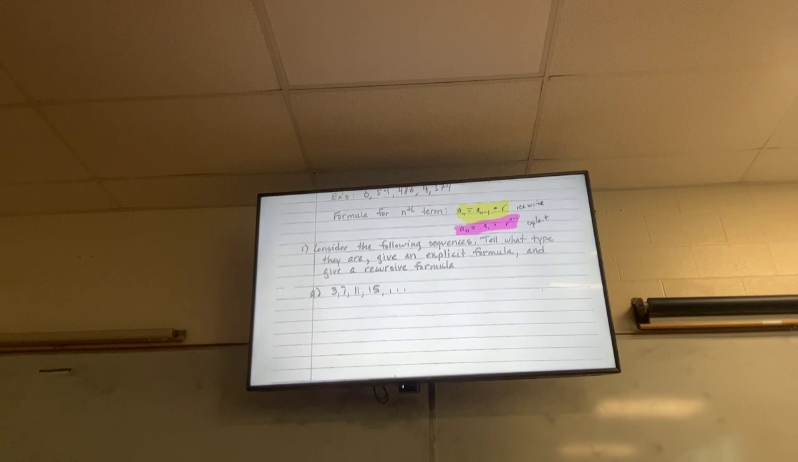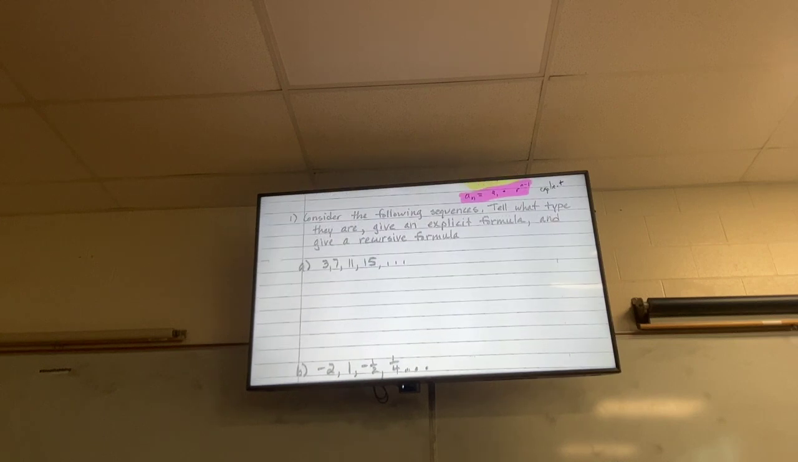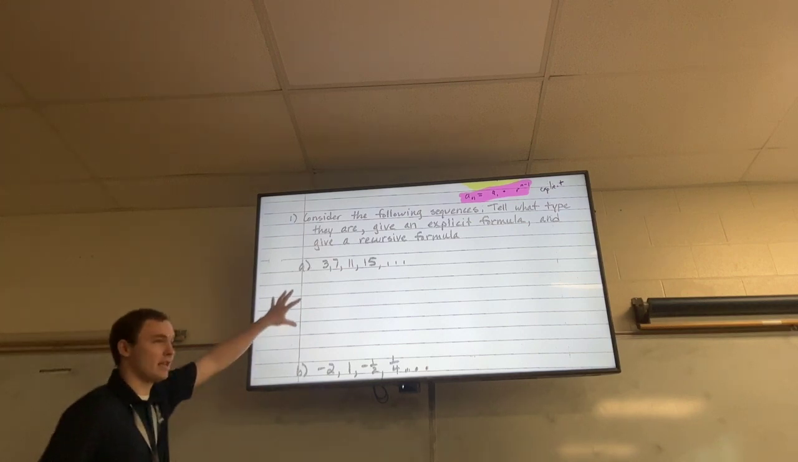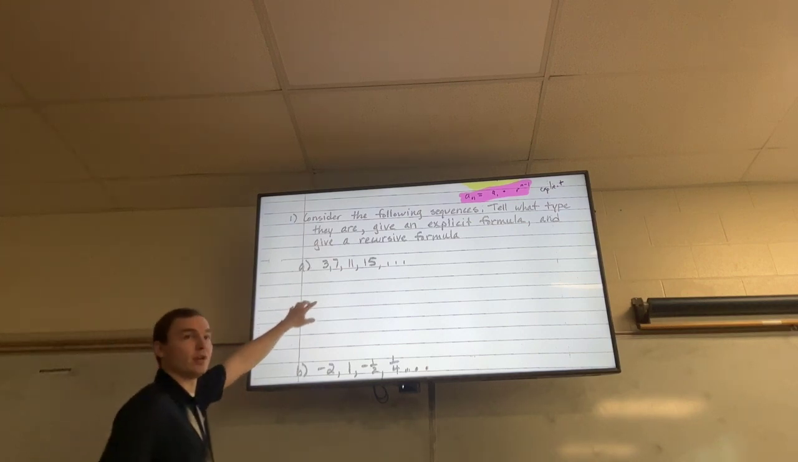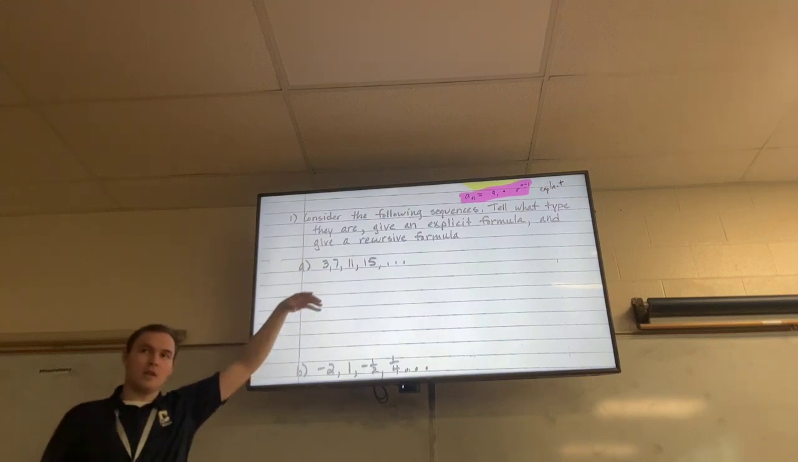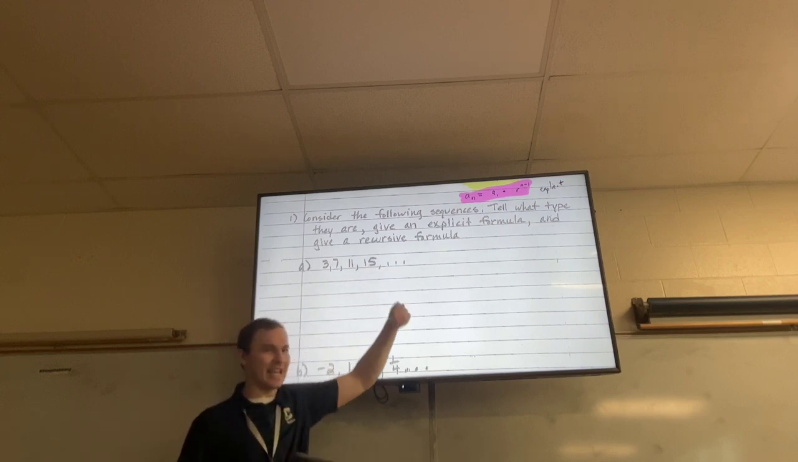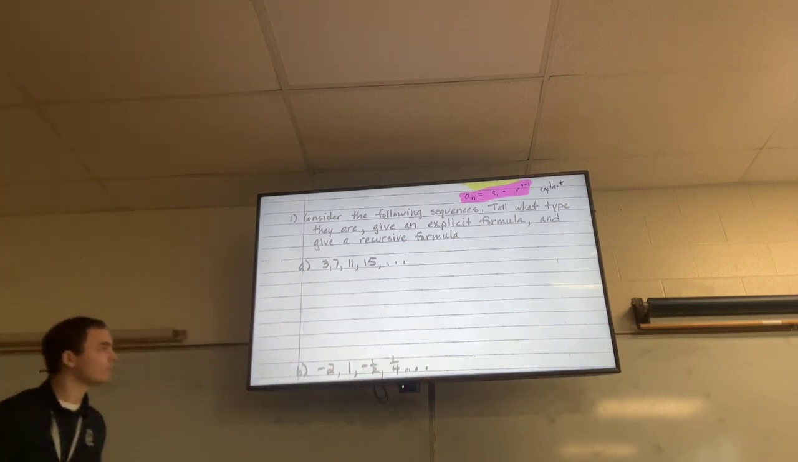Okay, so let's consider these following sequences. Tell what type they are, give an explicit formula, give a recursive formula. What are we thinking for this one? What kind? Is this arithmetic or geometric? What kind of sequence is this? Why are we thinking arithmetic? Because you're adding 4 each time. You're adding the same thing each time, okay?